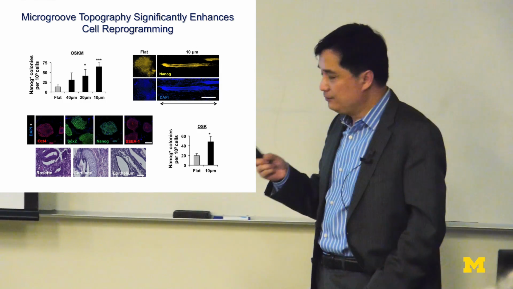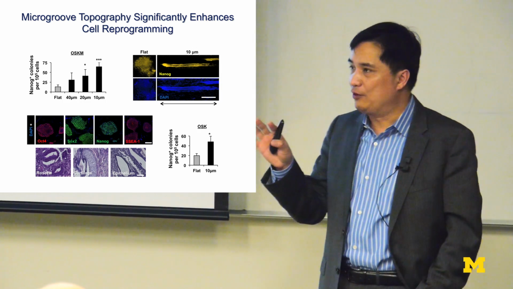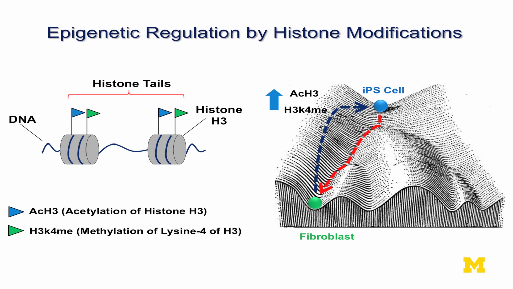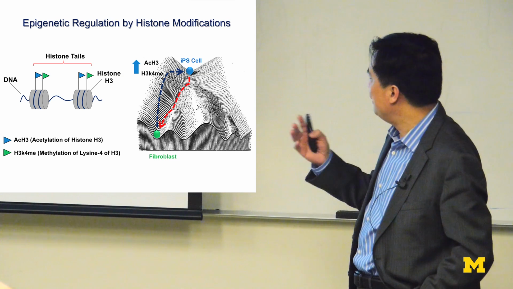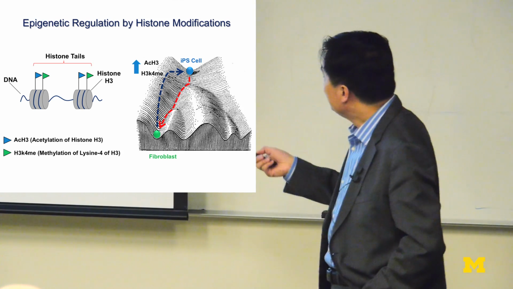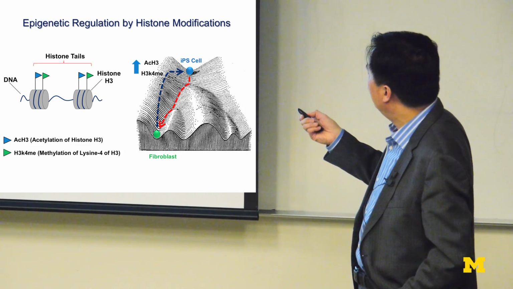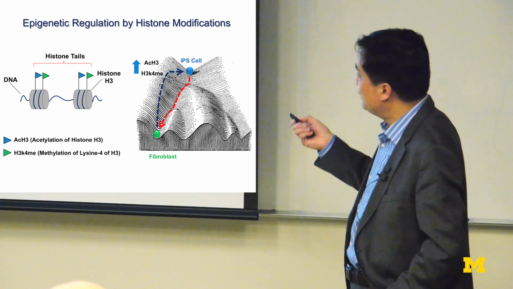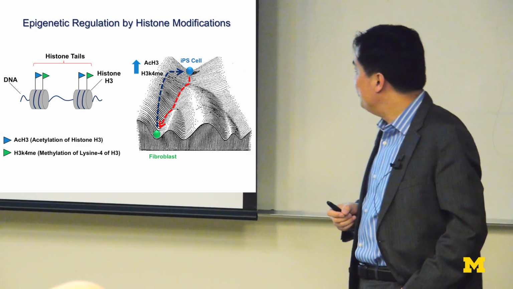So what happened exactly? How can the microgroove surface or this micropattern surface affect the cell reprogramming? And then we did some detailed study at the molecular level. It is known when you reprogram cells with transcriptional factors and chemical factors, for example, in this process, there are some epigenetic changes that can enhance reprogramming. People have done a lot of studies with different chemical inhibitors, etc., to show that if you have increased acetylation of histone 3, or you have enhanced histone 3 lysine 4 methylation, this will increase the reprogramming efficiency.